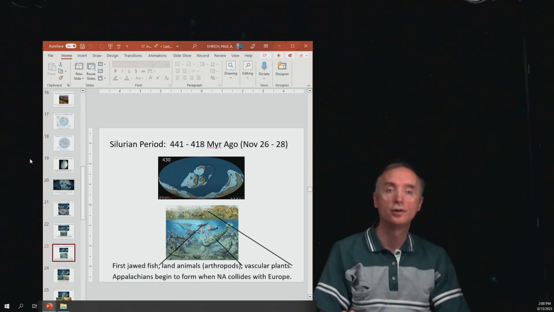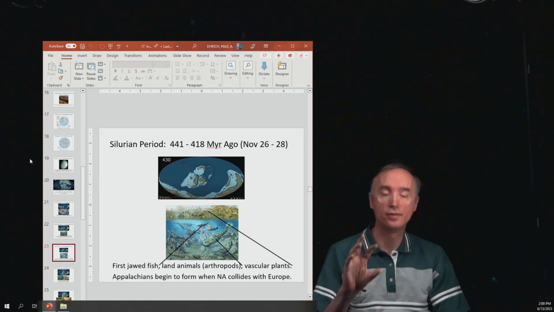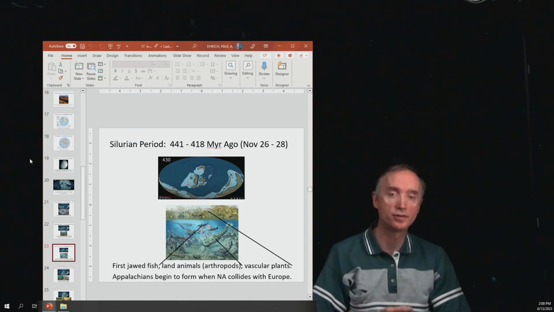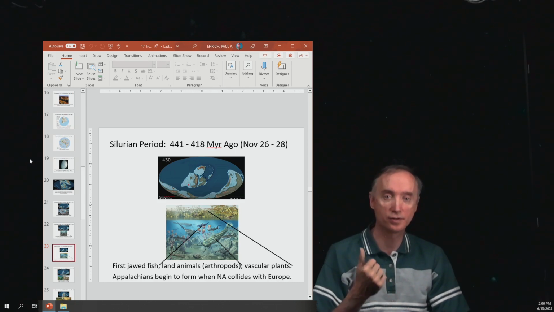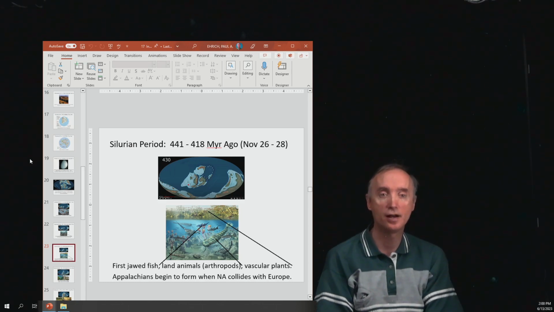Okay, now animals are starting to come up onto the land. So you're having your first land animals, and you're having your first land plants. The first kinds of organisms, animals, that could exist on the surface of the earth would have been insects. So insects would have been the first stuff to come up out of the oceans to live on the land.